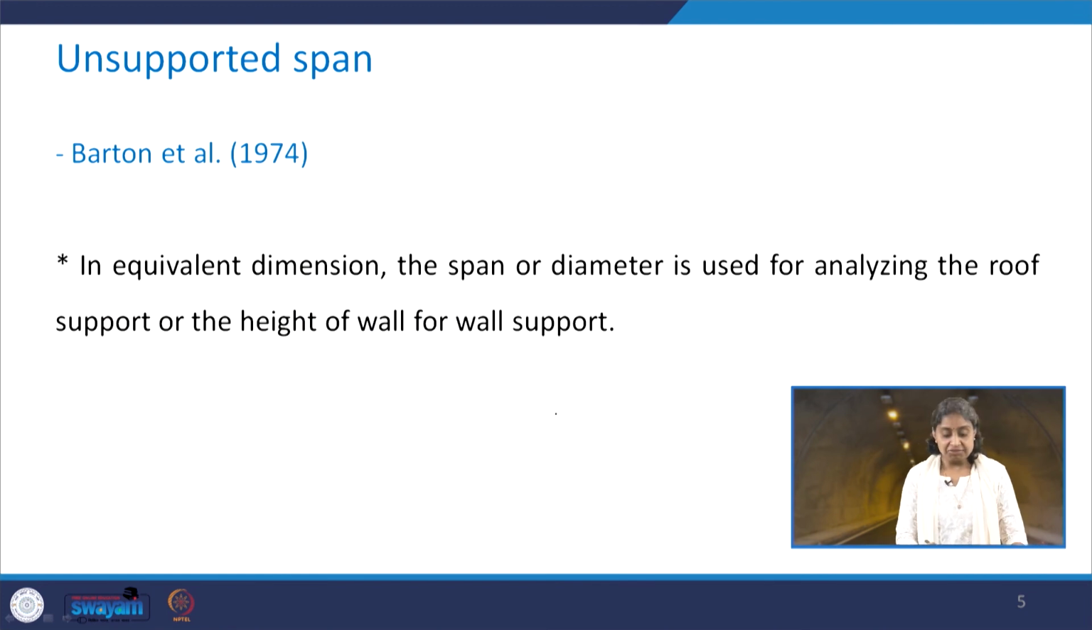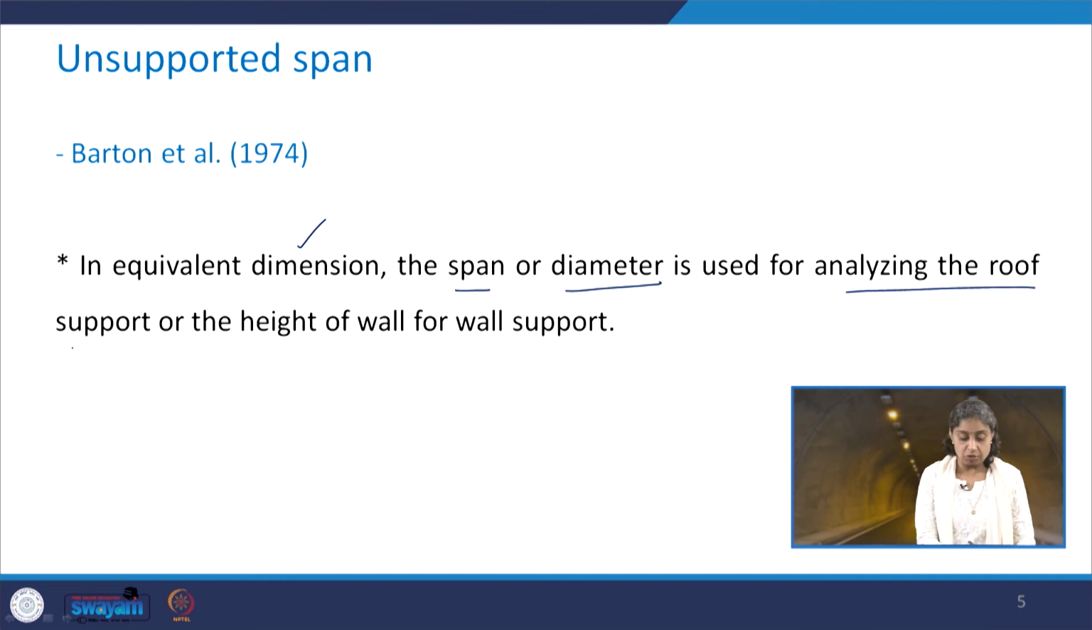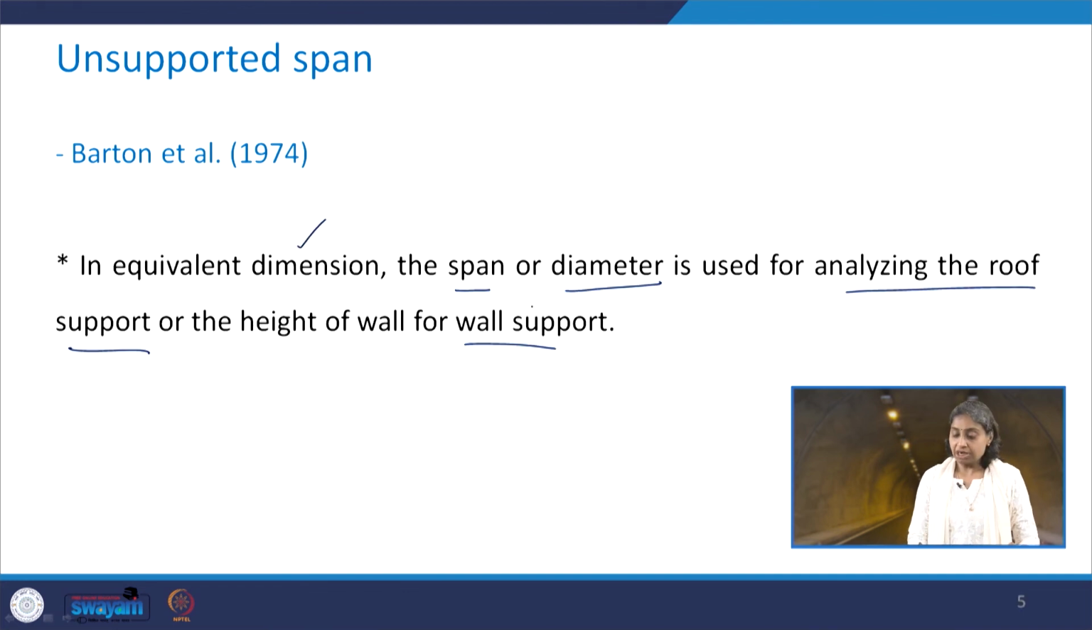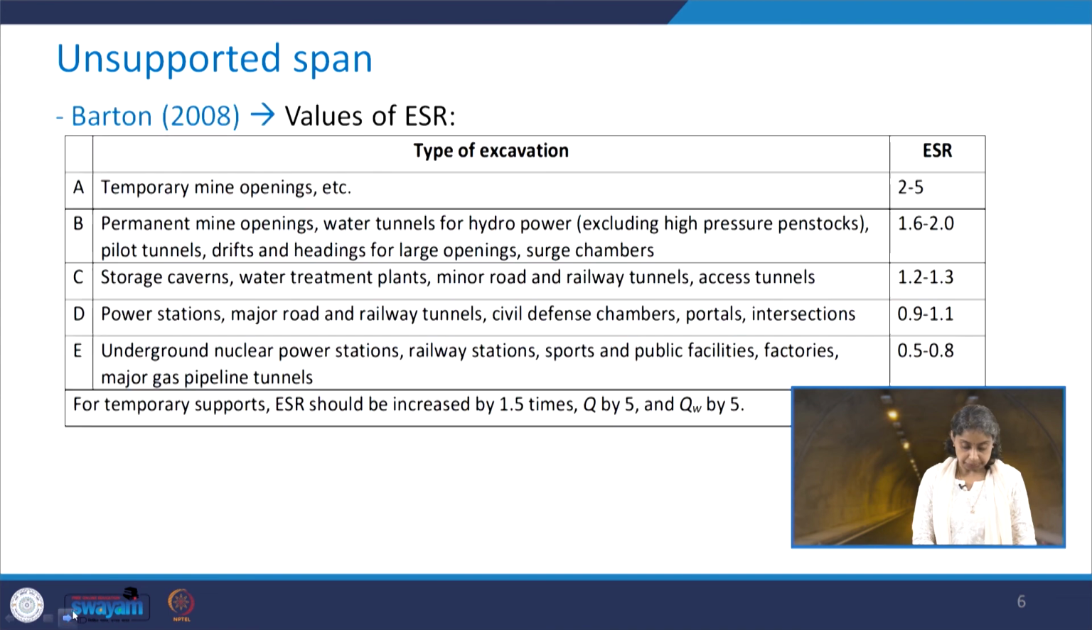Now, when we have the equivalent dimension, we use the span or the diameter for analysis of the roof support, and we use the height of the wall for wall support. Take a note here, in this expression I told you either you have to take span or diameter or height in meters. So, if we are talking about the roof support, then we talk in terms of span and the diameter, and in case it is wall support, then we will go ahead with the height of the wall.